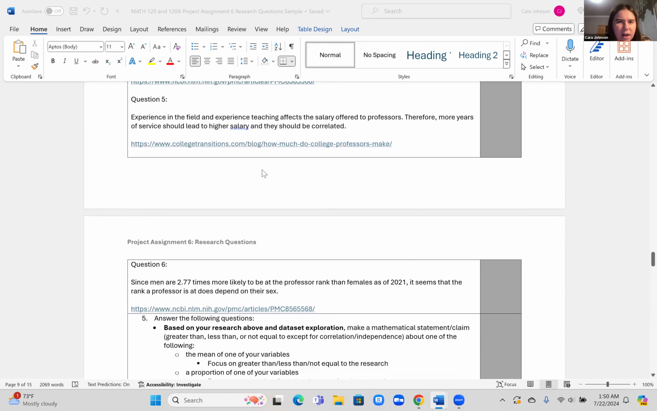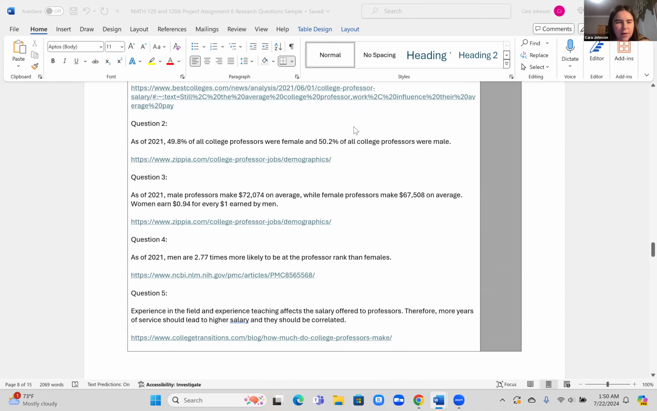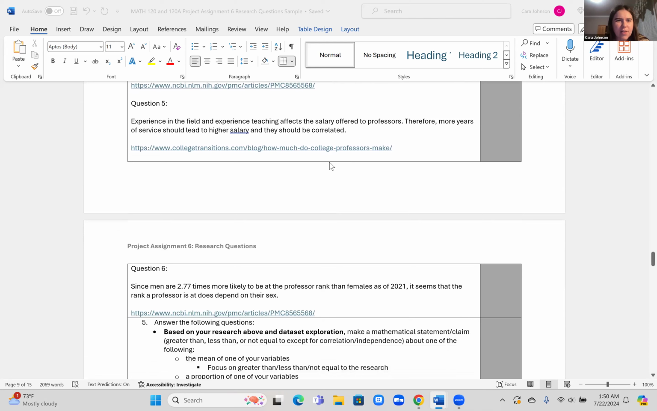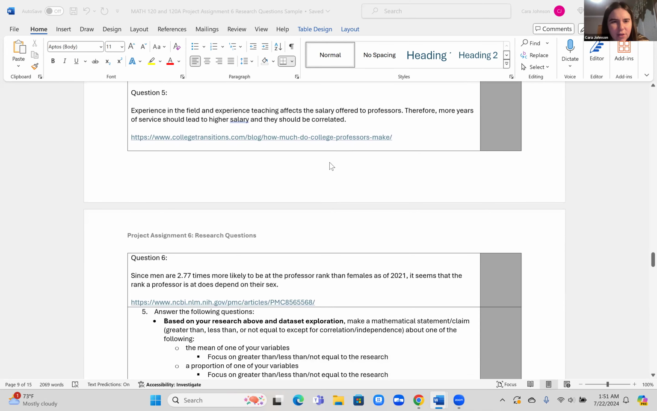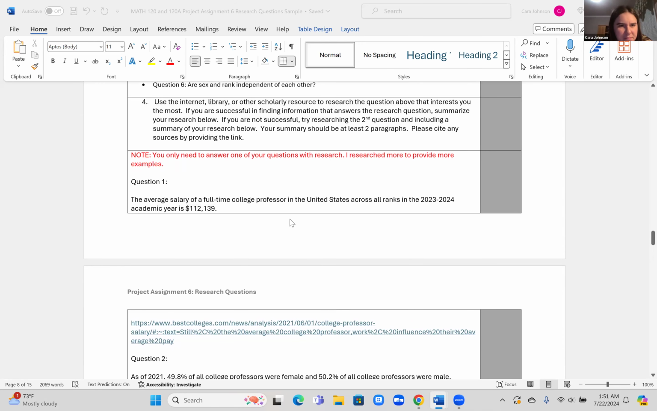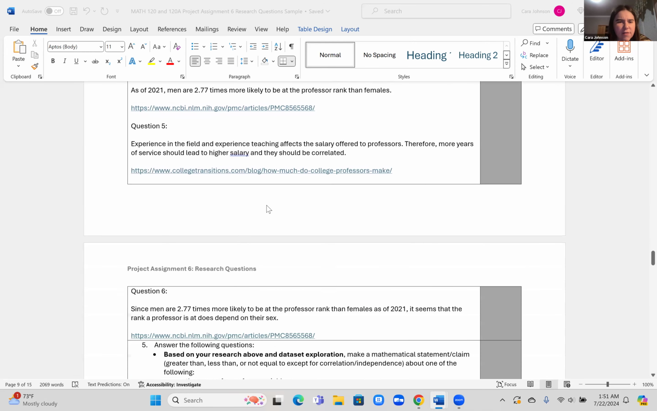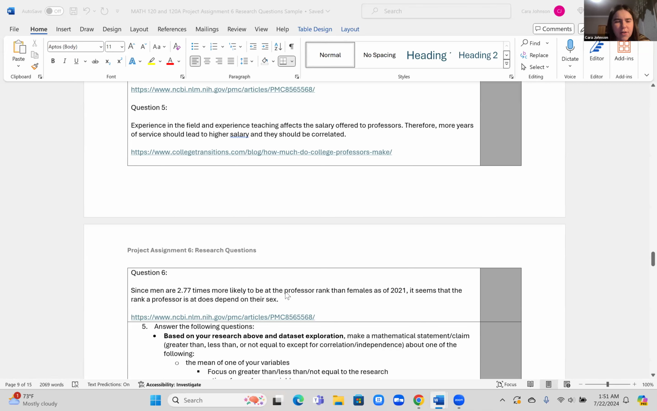And then question 5, that was about the correlation between years of service and salary. I found that experience in the field and experience teaching affects the salary that's offered to professors. So I'm expecting it to be correlated. And then my last question, are sex and rank independent of each other? Based off this information, I found that men are 2.77 times more likely to be at the professor rank than females. It seems that the rank that a professor is at does depend on their sex. It does appear that those would be dependent on each other.